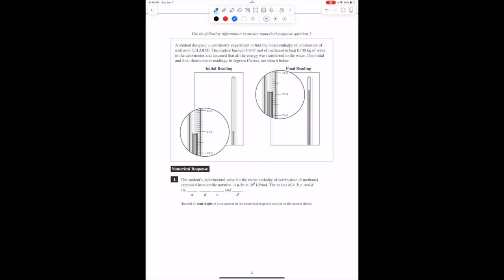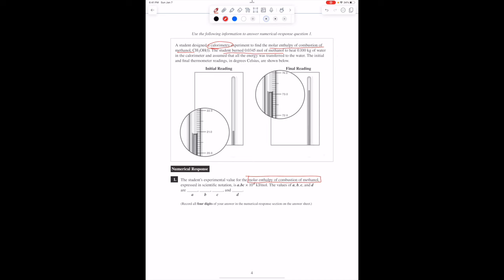Okay, so change this back to red. My brain, I look up there and I go, I don't want to look at you yet. So I just read this. The student's experimental value for the molar enthalpy of combustion of methanol, expressed in scientific notation, of course, kilojoules per mole, the values are... Okay. I've now seen this is the most important part. And when I look up here, it looks like I've got a calorimeter. Molar enthalpy of combustion of methanol.